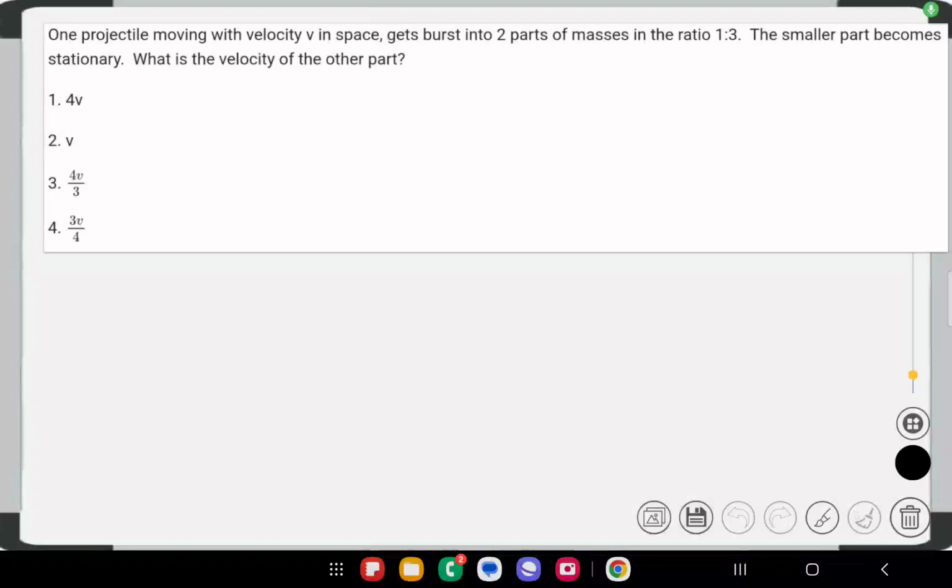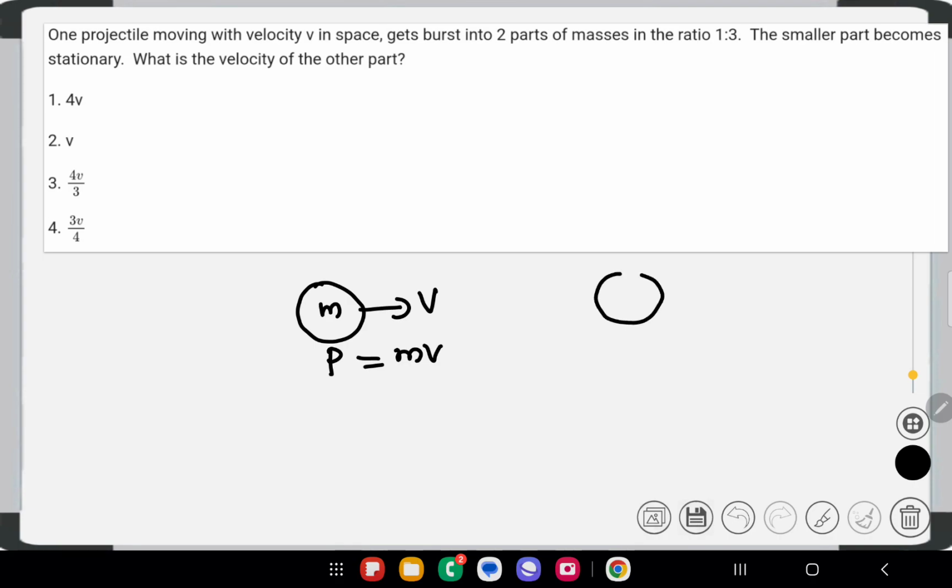Question. One projectile moving with a velocity v in space gets burst into two parts of masses in the ratio 1:3. The smaller part becomes stationary. What is the velocity of the other part? Okay, let us assume a body of mass m initially moves with a velocity v so that it has a momentum p equal to mv.